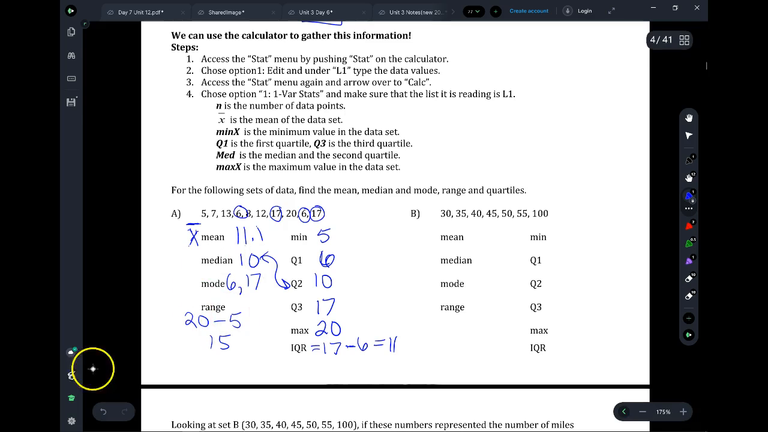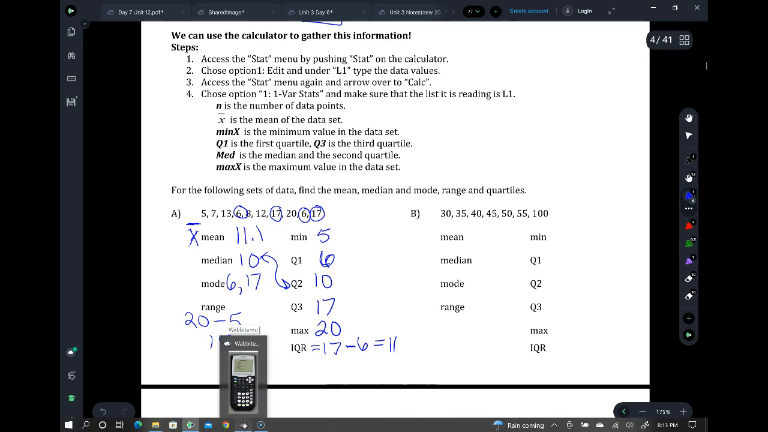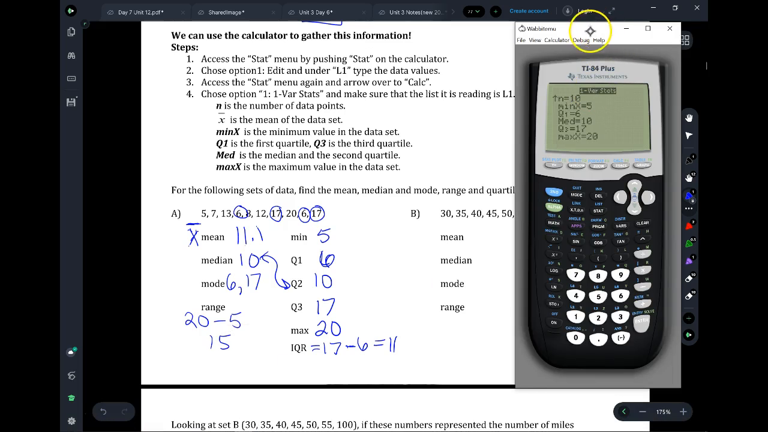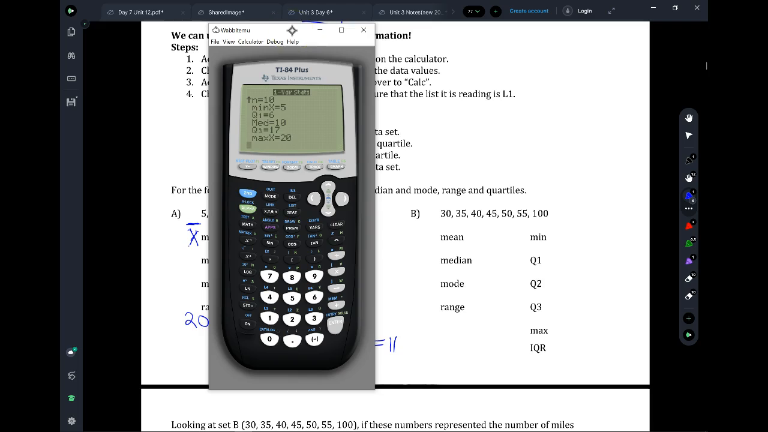So we're going to practice that one more time now that we have one of these examples under our belt. We're going to practice it with these numbers to the right. So repeat all the same steps. Stat, enter, arrow up, clear, enter, so that I can clear out that whole list. And I'm going to type in our new digits. So 30, 35, 40, 45, 50, 55, and then bam, 100.